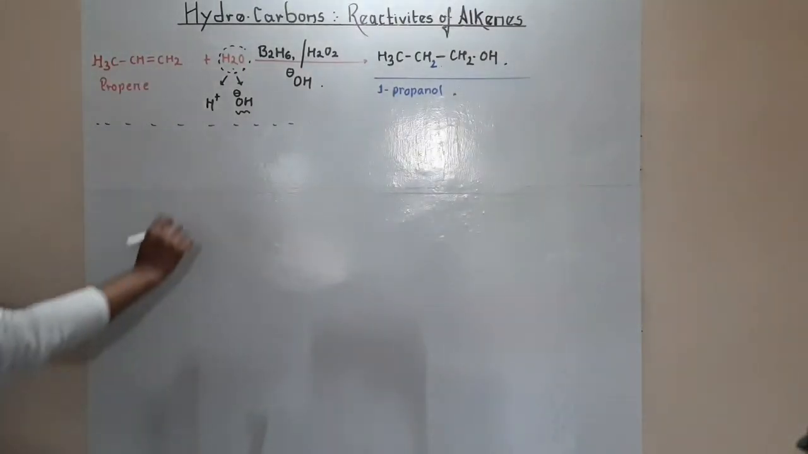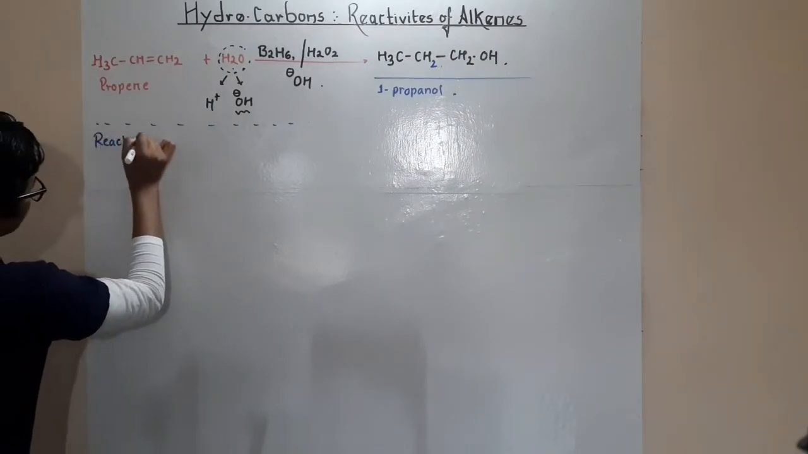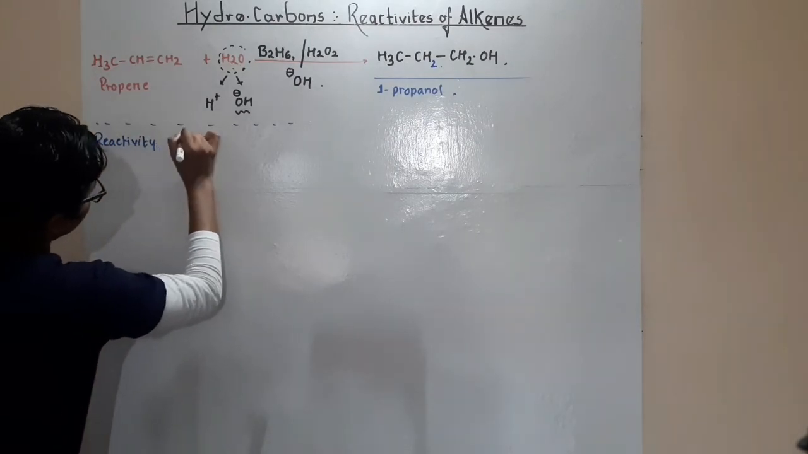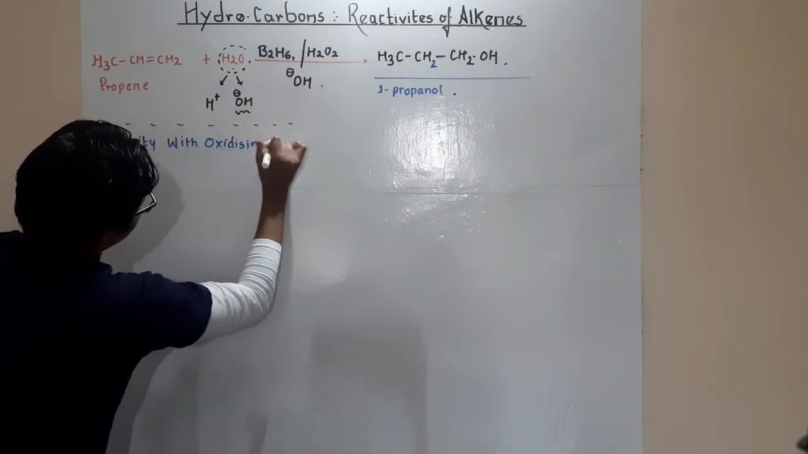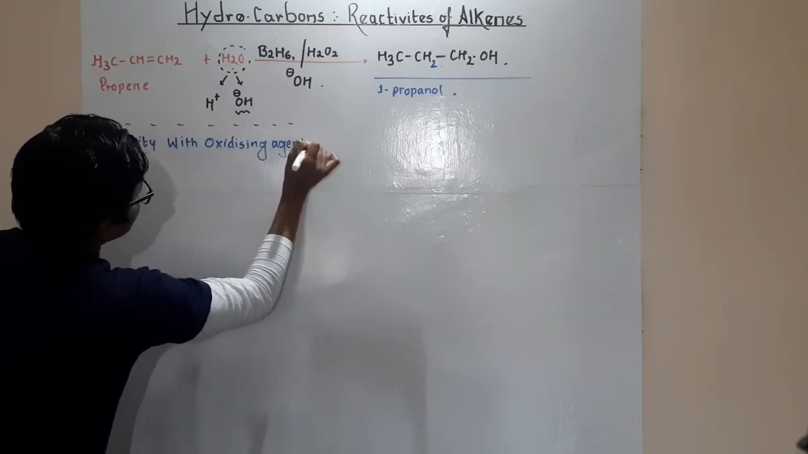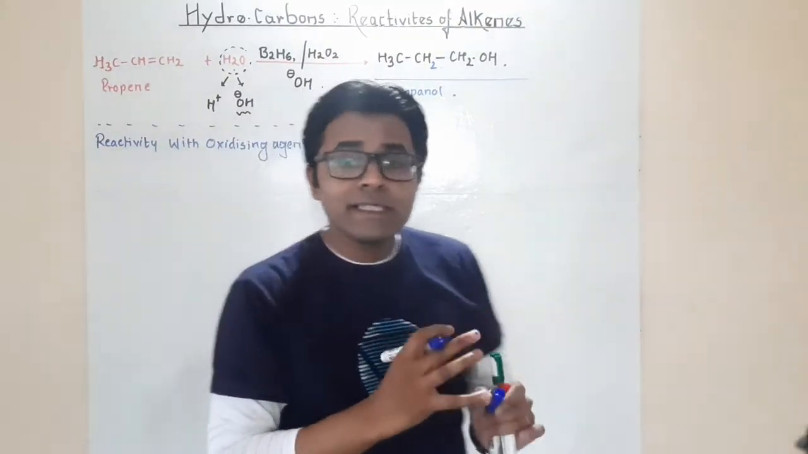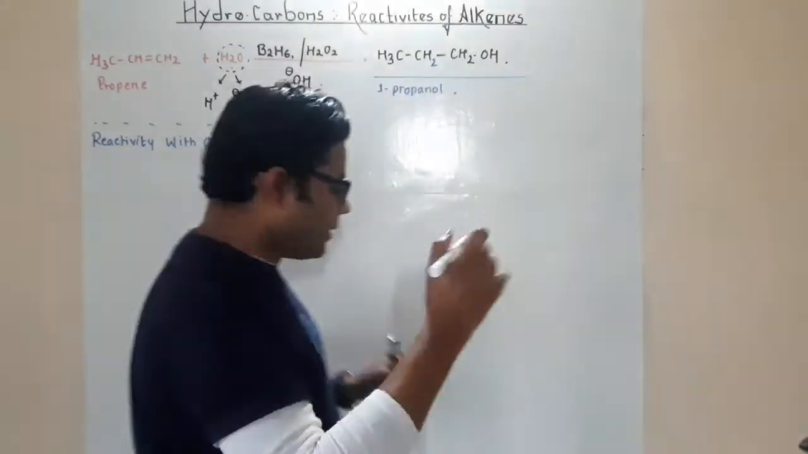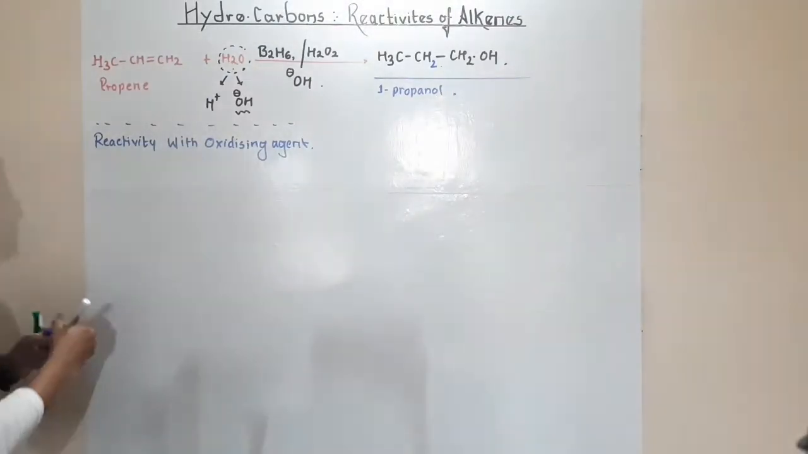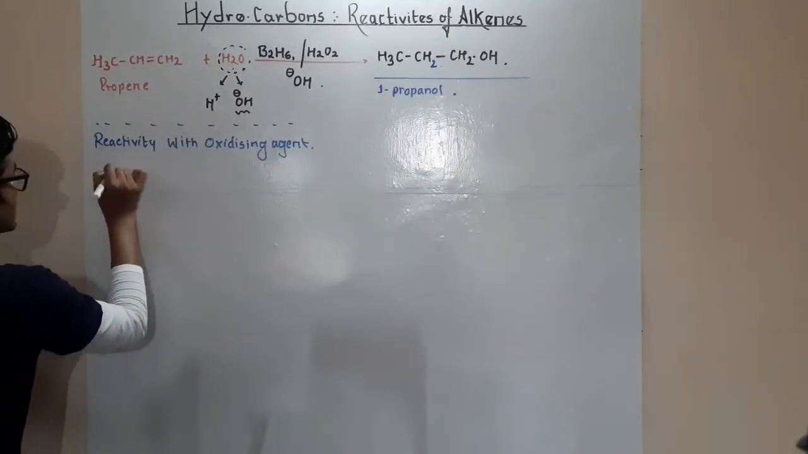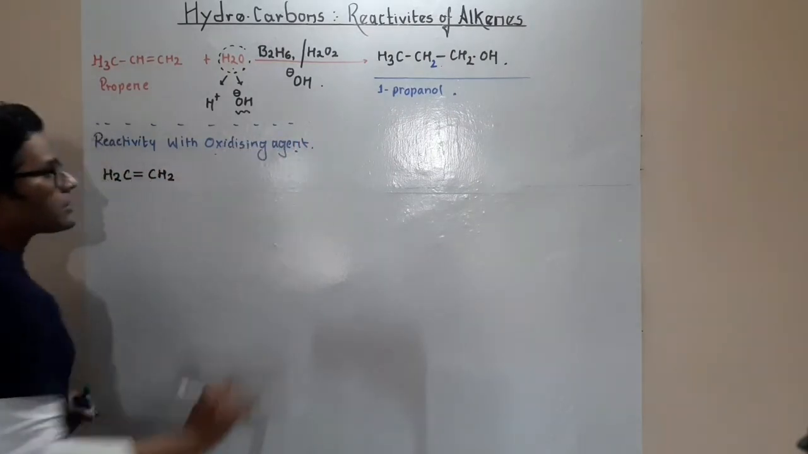Now here, we need to see the reactivity with oxidizing agents. So here, it all depends upon whether the oxidizing agent that we are taking is in basic conditions or in acidic conditions. Now, let's take one simple example, a symmetrical alkene reacting with an oxidizing agent. So CH2 double bond CH2. Now it is going to react with an oxidizing agent.